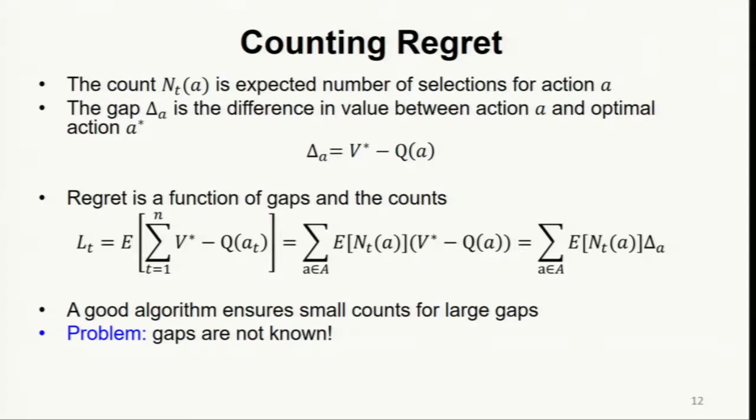The problem is the gaps are not known. You don't know it. If you know V star, problem solved, but you don't know. If you know this machine gives me the V star, why do I need to try? I just choose this machine. That's it.